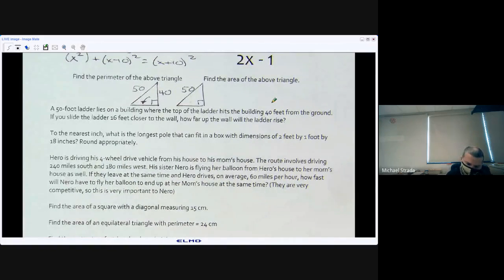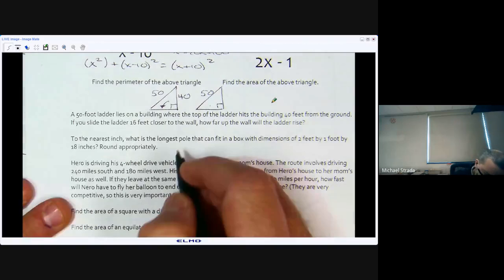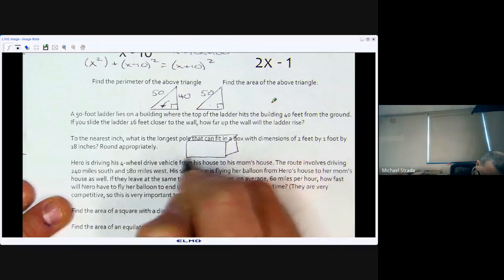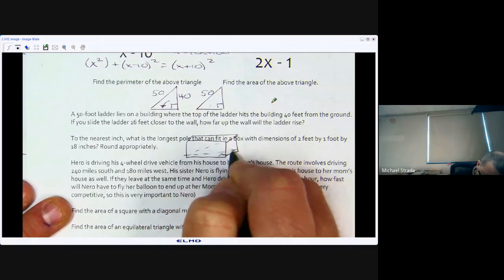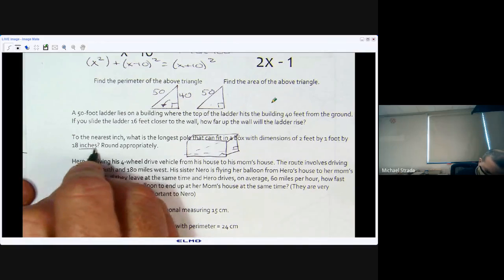To the nearest inch, what is the longest pole that can fit in a box with dimensions of 2 feet by 1 foot by 18 inches, round appropriately? All right. Again, we have a box. And basically, we're doing Pythagorean theorem twice. All right. Remember to leave it as a radical, because when you plug it back in, the square root will cancel each other out. Now, we got inches here.